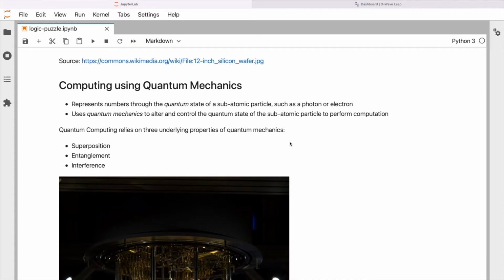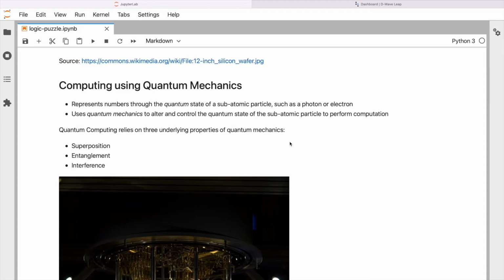So using those ideas, where we started with physical forces, then electromagnetic forces to perform computation, quantum computing allows us to use the principles of quantum mechanics to perform computation. This is essentially the logical extension of everything we've done in computation up till now. Here we want to represent numbers through the quantum state of subatomic particles, such as a photon or electron, and then use the natural laws of quantum mechanics to control and alter the quantum state of those particles. That ultimately is what allows us to perform computation.